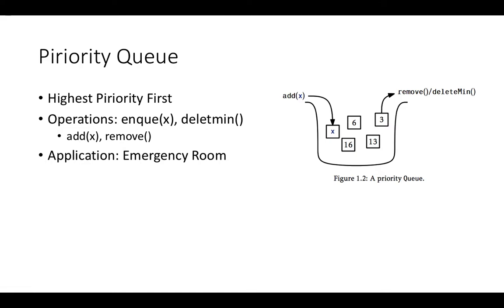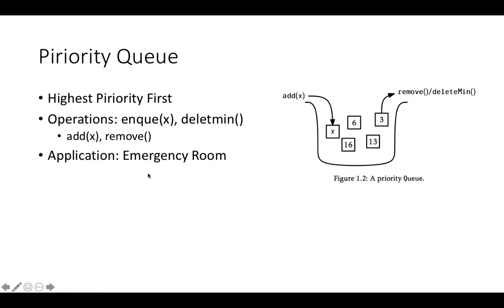There is something similar to a queue, which is called a priority queue. So we take the highest priority first. Okay, we have elements, and we can add normally, but when we remove, we remove the highest priority. So let's assume we add integers. When we remove, we will remove the minimum integer. Sometimes they call the remove operation delete minimum.